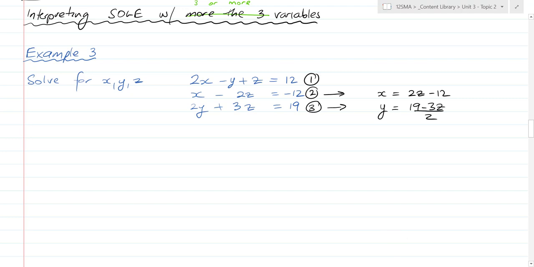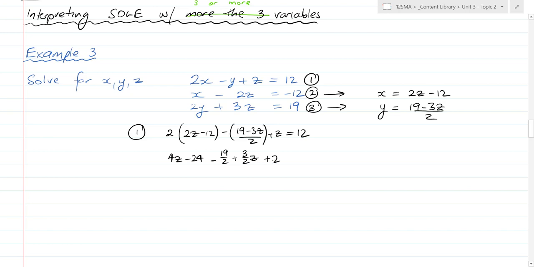So in this case, the second and third equations already had an eliminated variable, so I was able to get both x and y in terms of z. It's not nice, but it will work. So in number 1, I get 2 times (2z minus 12) minus (19 minus 3z)/2 plus z is equal to 12. And solving this, I get 4z minus 24 minus 19/2 plus 3/2 z plus z is equal to 12.